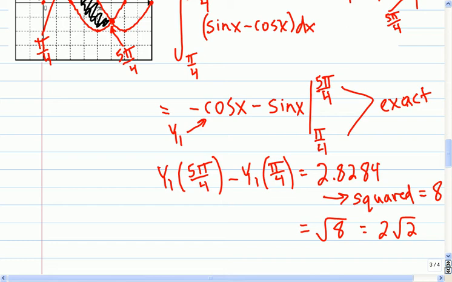It, and boom, all your irrational numbers disappeared. You know how to get back there and do it exactly. Okay? So, let's move on.